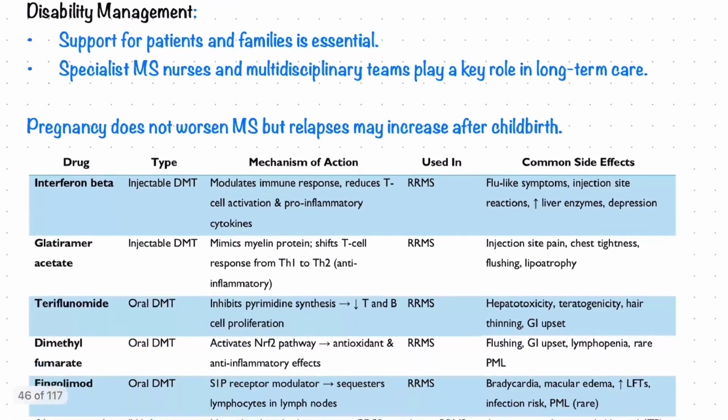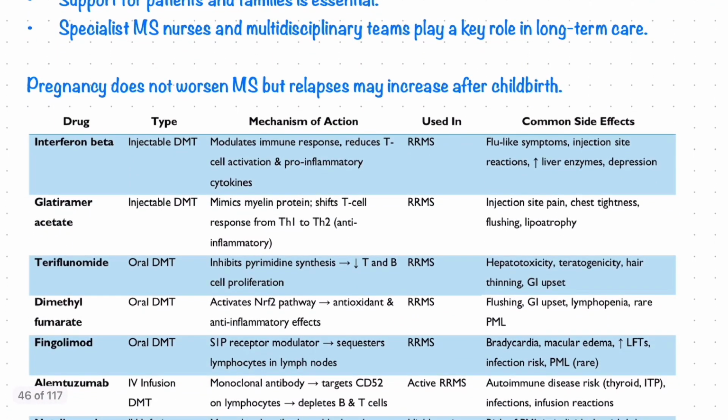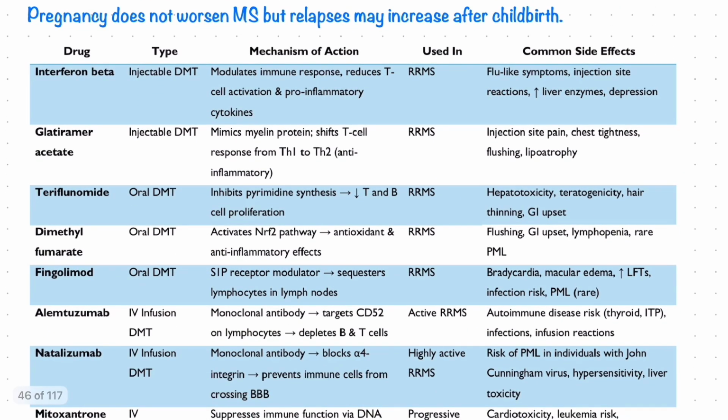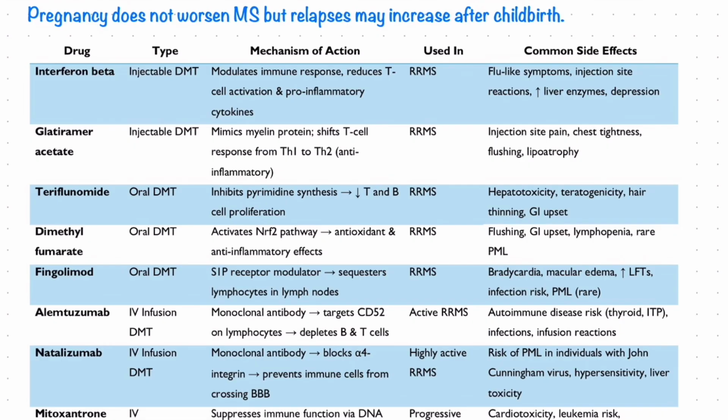Now let's see about the DMTs in more detail. So interferon beta is an injectable form which acts by modulating immune response and reducing T cell activation and inflammatory cytokines. It is used in the relapsing remitting type of MS, where common side effects include flu like symptoms, injection site reactions, and increased liver enzymes, maybe depression.